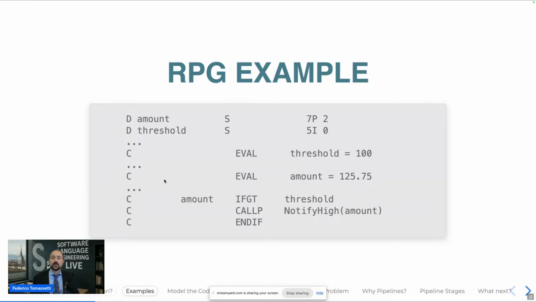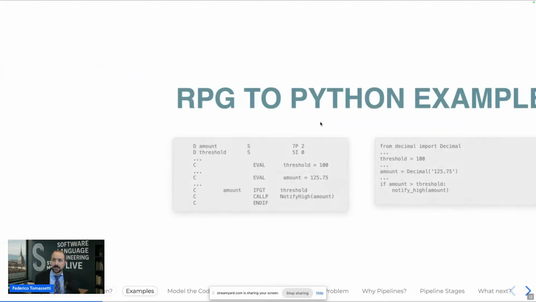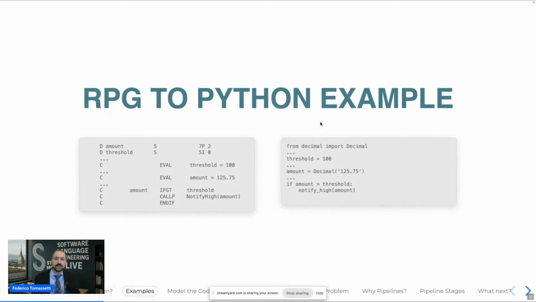Now, I want to start by showing this piece of RPG code. It may look like Greek to you. You may not understand what it is. It doesn't matter. We will go into that step by step. But basically, this very simple piece of code compares two values, and if the amount is above the threshold, it calls some function. Now, we would like to translate this piece of code into an equivalent piece of Python code.